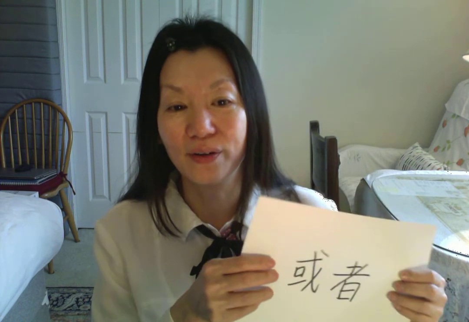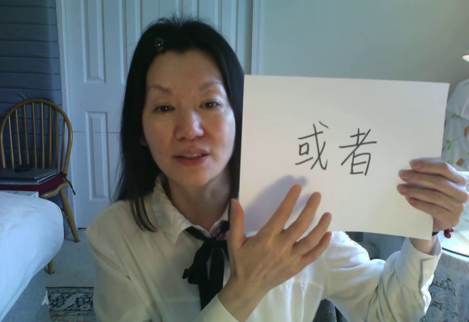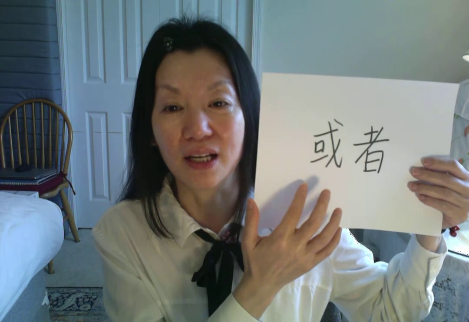We already learned 还是, or. Now here is a new one, 或者, which is also "or." Why are they different? 还是 is "or" for question sentences. 或者 is "or" for statements and answers. 或者 has four tones, the third tone in the first syllable. 或者, one more time.